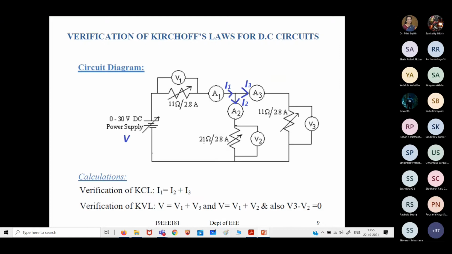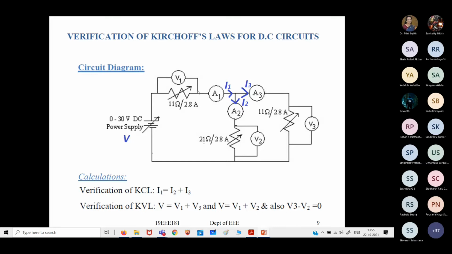So for the lab, this is the circuit which is given to us with 3 resistors, 11 ohms, 21 ohms and 11 ohms. I hope all of you have received the manual. You can also have a look in that.